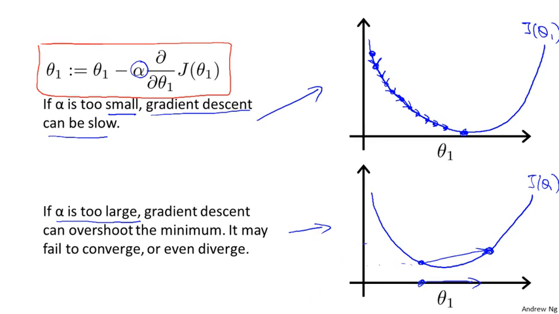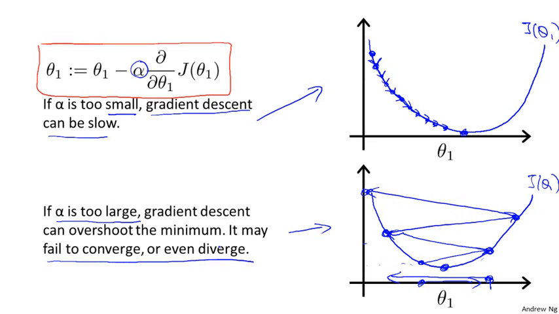Now my derivative points to the left. It says I should decrease theta. But if my learning rate is too big, I may take a huge step going from here all the way out there. And if my learning rate is too big, I can take another huge step on the next iteration and overshoot, and so on, until you notice I'm actually getting further and further away from the minimum. And so if alpha is too large, it can fail to converge or even diverge.